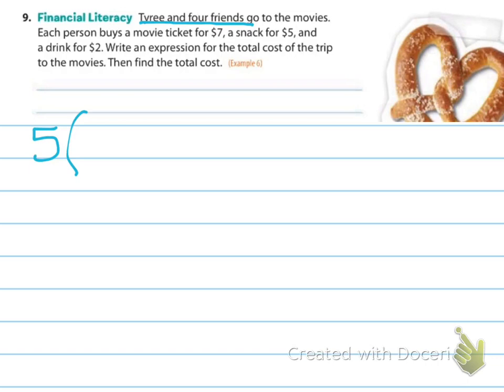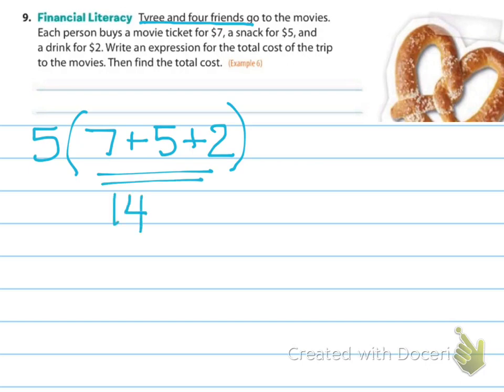And those 5 people are buying a movie ticket for $7 plus a snack for $5 plus a drink for $2. So inside my parentheses, I'm going to go ahead and put together how much each person spends. So altogether, each person is spending $14. And don't forget that I'm multiplying that times 5 people, Tyree and 4 of his friends. So when I do my 14 times 5, I find out that it cost this group $70 to go to the movies. So this is the expression I came up with.